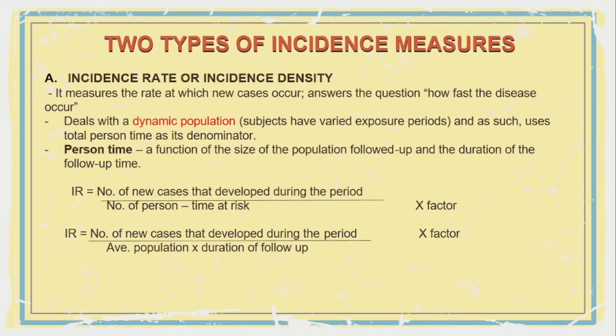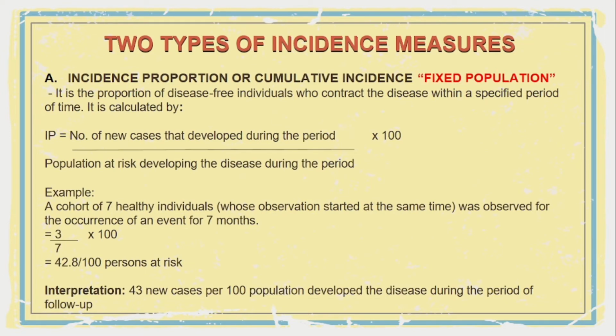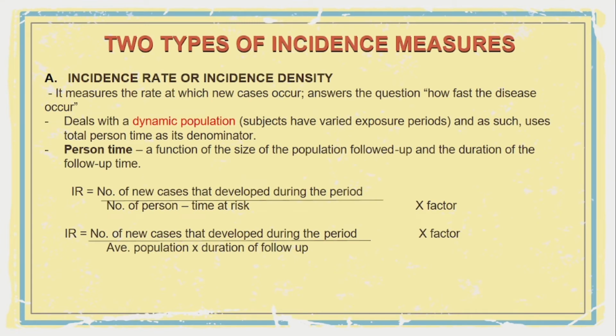Another type of your incidence measure is the incidence rate or incidence density. So, we're done with the incidence proportion. We're now moving forward to your incidence rate or incidence density. It measures the rate at which new cases occur, answers the question of how fast the disease occurs, and also it deals with a dynamic population.